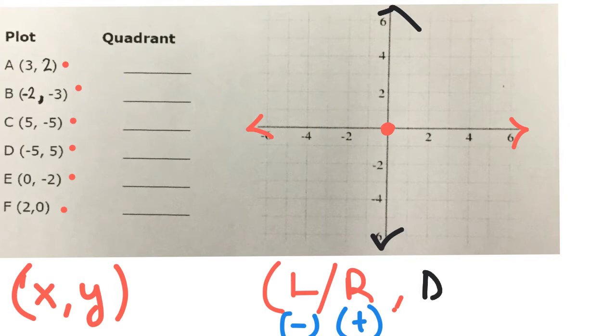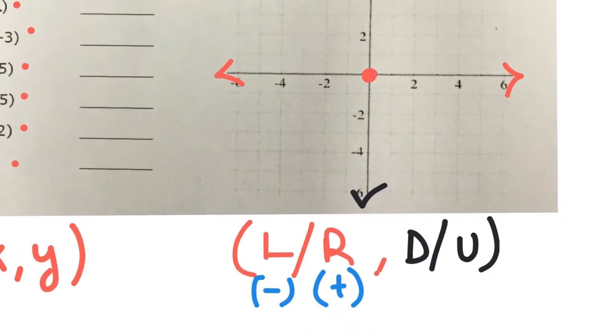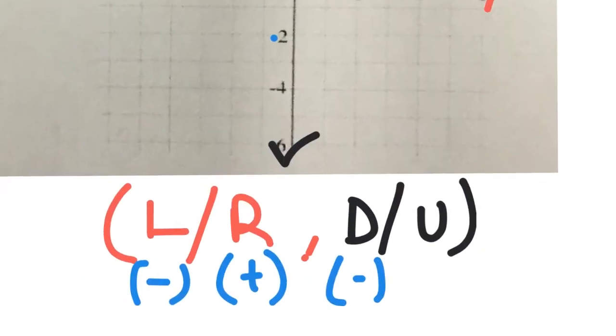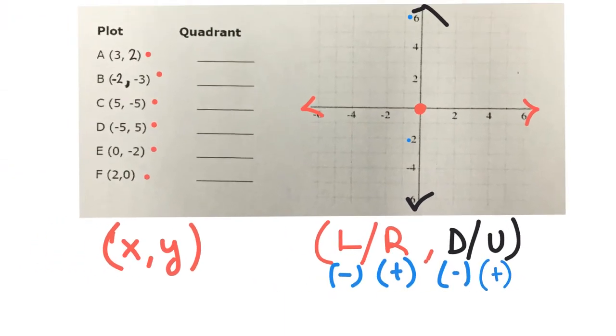Now, when I'm looking at my y-axis, I can either go up or down, right? So I'm going to say, okay, I can go down or up. And if I look on my graph, I say, what kind of numbers are down? Well, I have negative numbers that are down. And then I say, what kind of numbers are up? Oh, I have positive numbers that are up. So now with this little key, I can come over here and I can decode these directions.